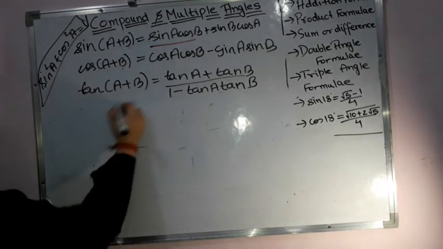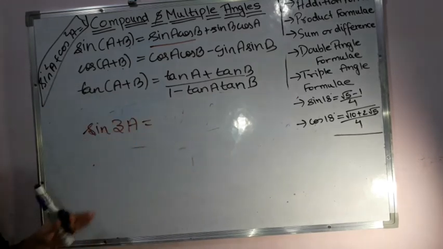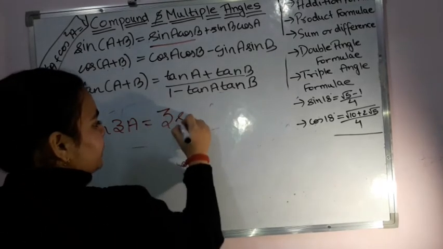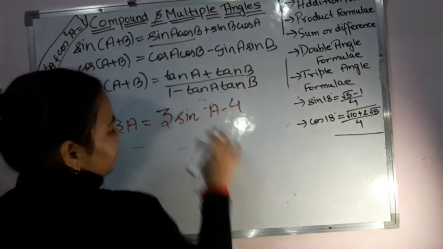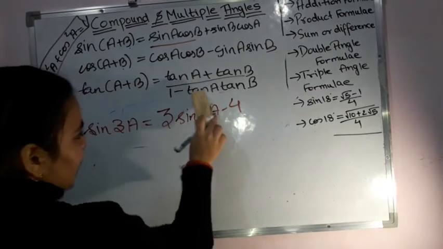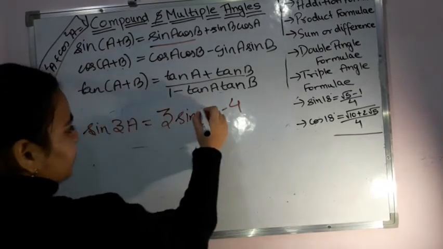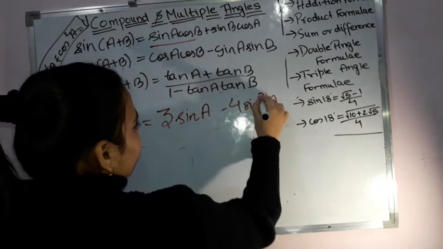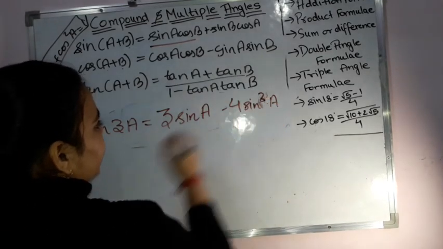Triple angle, as the name itself says, means sine of 3a, 3 times any angle, it could be theta also. The formula for it is 3 sine a minus 4 sine cube a. So 3 times sine a minus 4 times sine cube a, right?